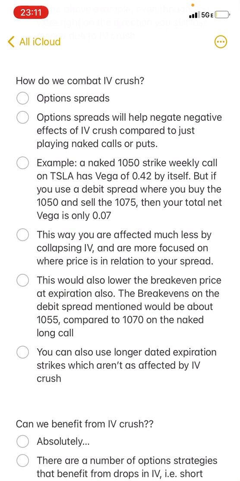But if you use a debit spread where you buy the 1050 strike call and sell the 1075 strike call, well, your total net vega is only 0.07 compared to 0.42, right? So your vega is 0.35 less, right? So if you get a 10% drop in IV, and we're just talking about a 10% drop in IV, right? That's the difference of losing $420 and $70. That's a big difference, right? So having that debit spread through an event like that helps a lot, right?